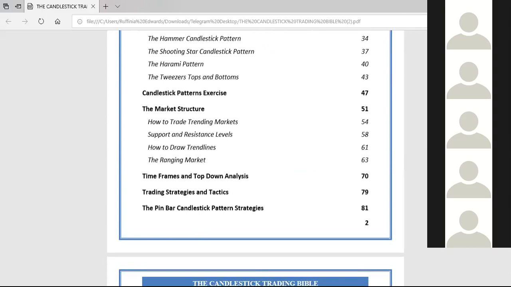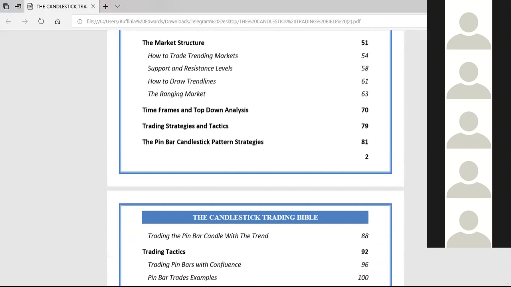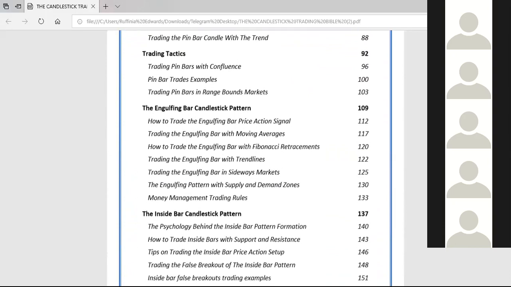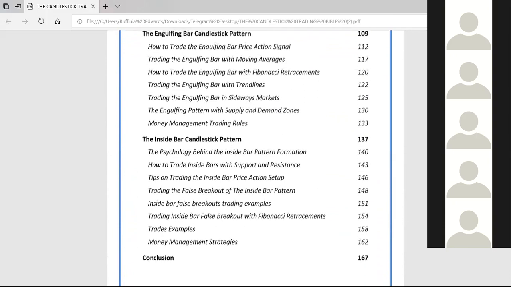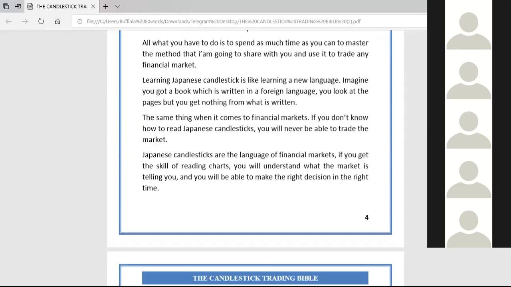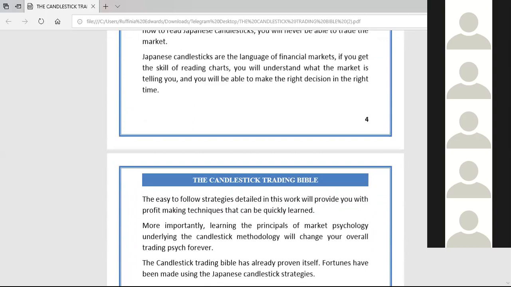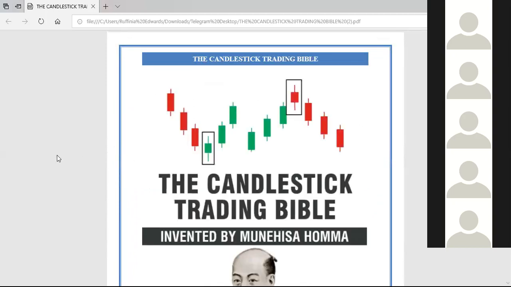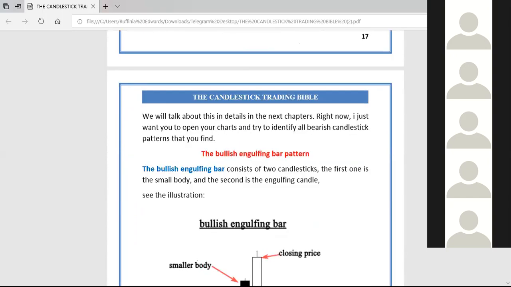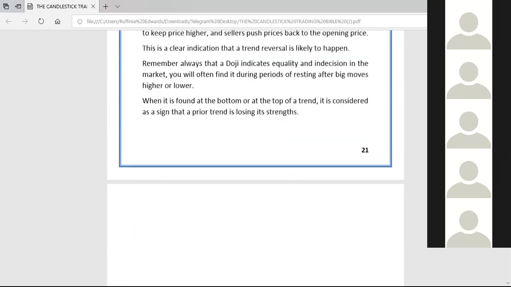It also has different trading strategies. Well, my favorite is the engulfing candle. I like to trade that. I'll share the link for this. We won't go too much into this book right now, but it has a lot of information that can assist everyone with trading.